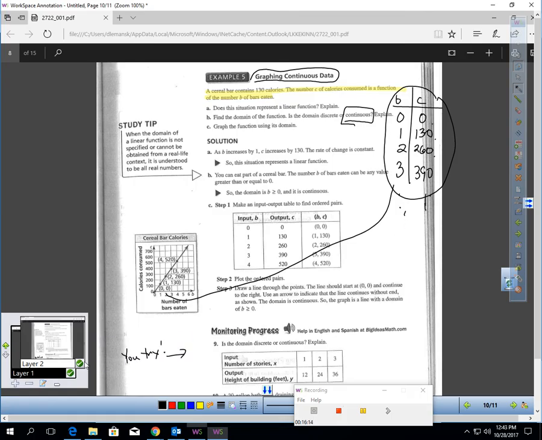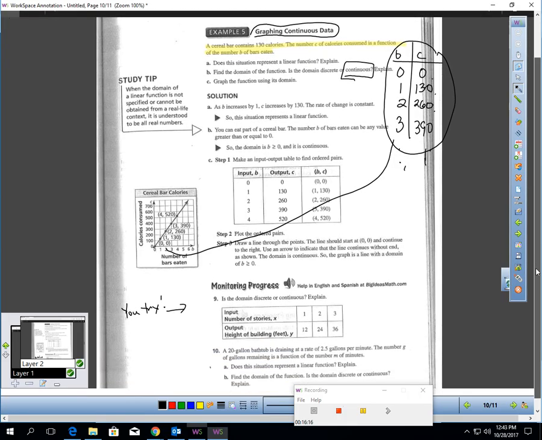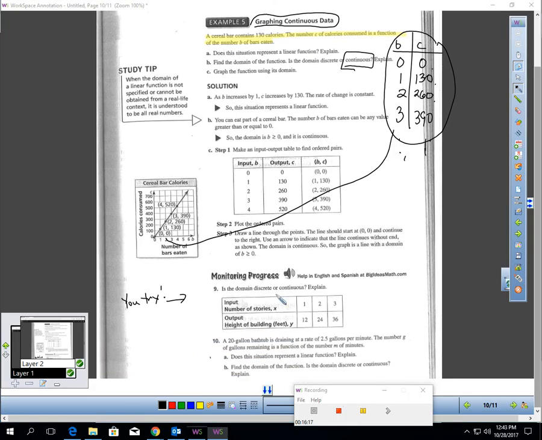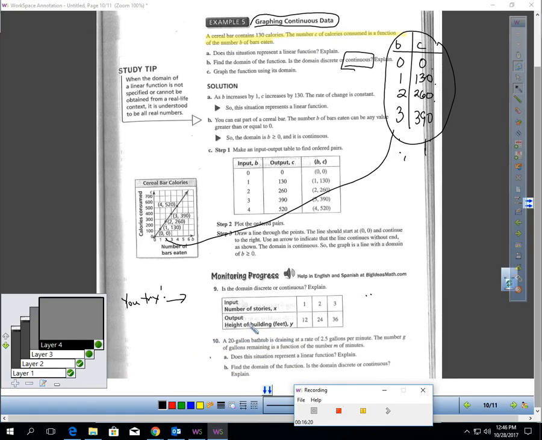What I'd like you to do is pause the video and answer these 2 questions. Okay, I'm back. For this first problem, is this domain discrete or continuous? Well, it's definitely discrete because number of stories of a building. I can't have half a story or 3/4 of a story. It's whole amounts. This is definitely discrete. If I was trying to graph this, I'd have to graph these select amounts.